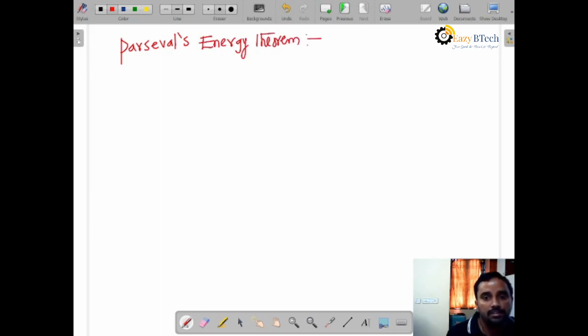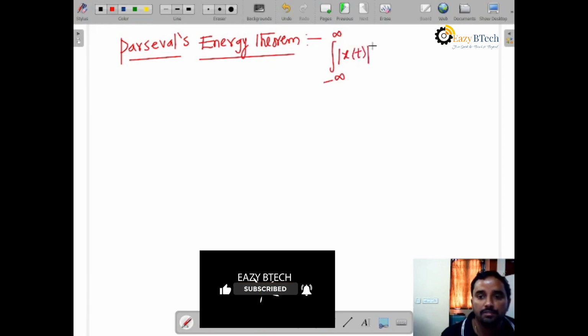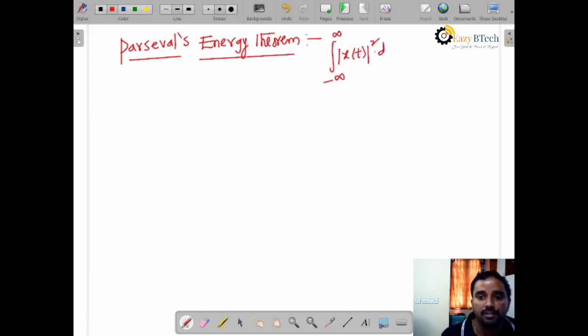So first we see the definition, then we have the proof. Parseval's energy theorem. This theorem is saying that the integral from minus infinity to plus infinity of the magnitude of x of t, whole square, will become 1 by 2 pi times the integral from minus infinity to plus infinity of the magnitude of X of omega, square, d omega. Very important relation.